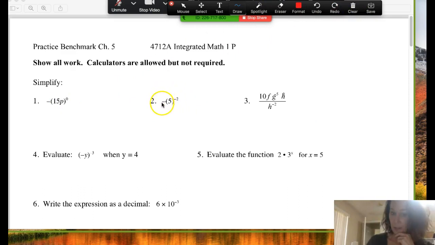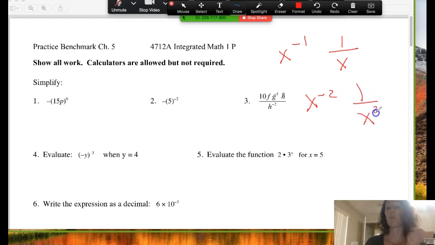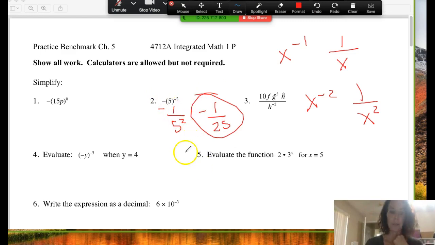Also, this negative is on the outside of the parentheses. This is 5 to the negative 2 power. Remember, if I want to get rid of a negative exponent, I bring it to the denominator. x to the negative 1 would be 1 over x. x to the negative 2 power would be 1 over x squared. So 5 to the negative 2 power is actually 1 over 5 squared. However, I do have to multiply that by negative 1 on the outside. So this is going to be negative 1 over 5 squared. Now 5 squared is 25, so this would be negative 1 over 25. Careful with those negatives, all right? Let's go on to the next.